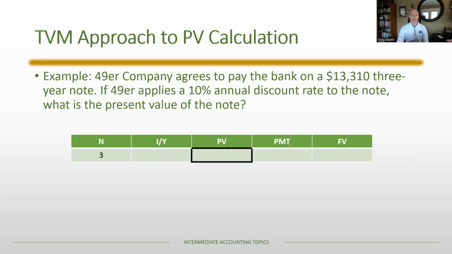And so of course, our N is 3. So again, 3, then N, so number, then button. Our I/Y is 10. We know that there is no payment. And then the FV again is 13,310. Honestly, I probably should have put a negative here. That would probably have been the best way to do that. But positive or negative, it doesn't matter. So 13,310, and then again, compute present value. So hit the CPT button, then present value, and you should get $10,000.